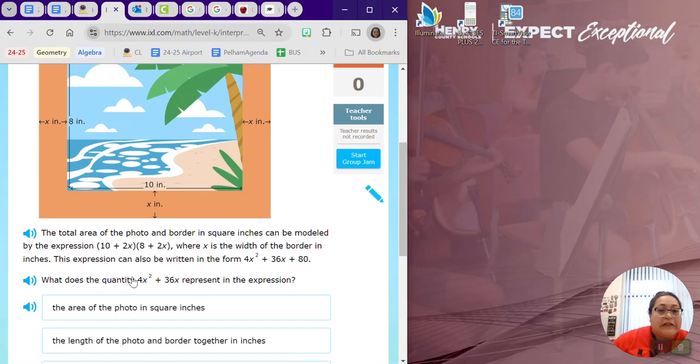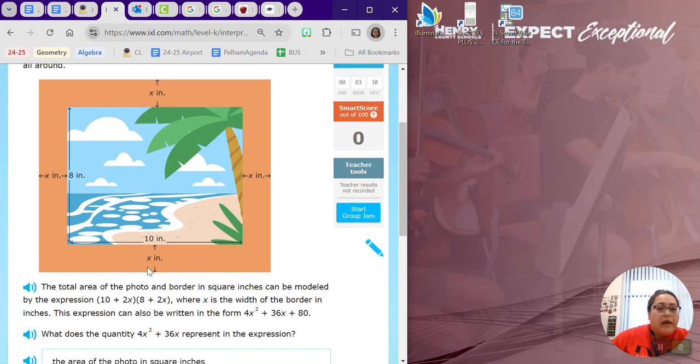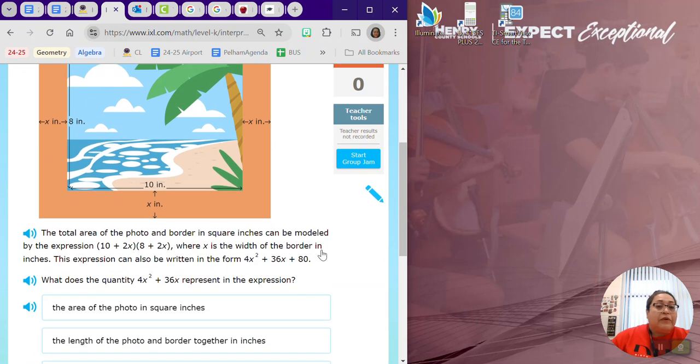Okay. But the good thing is they're giving you this information. So what does the quantity 4x squared plus 36x represent? Well, what was the original area of the photo? It was a 10 by 8, correct? So what's 10 times 8? 80. So 80 is the area of the photo. So that means the rest of this expression is the area of the border. 80 is the photo, and the 4x squared plus 36x is the additional area that you're adding with the border.